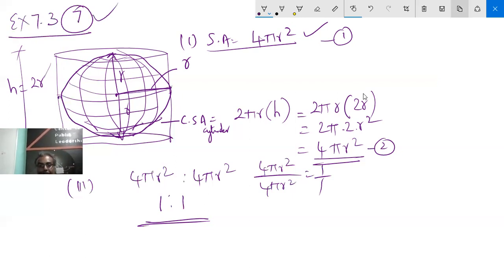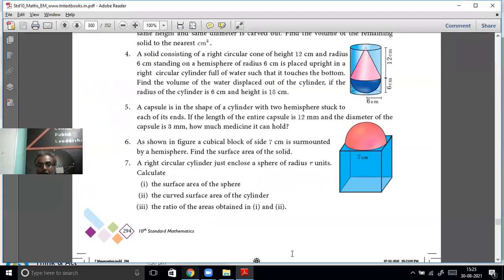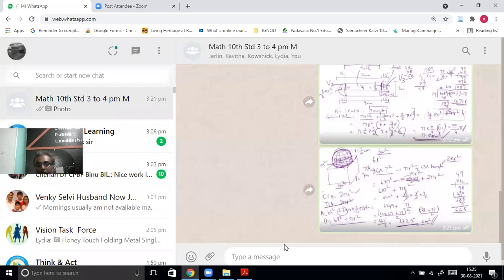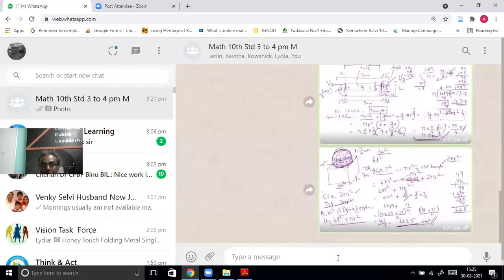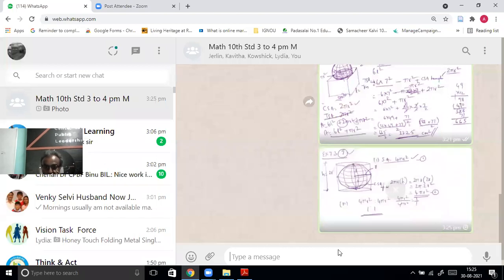Okay, I'm posting that in your group. Let us do any more sums left.